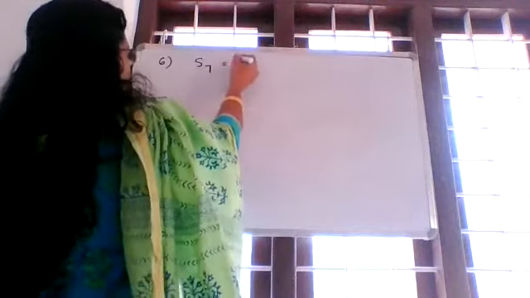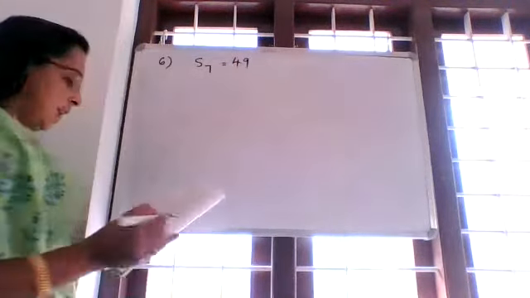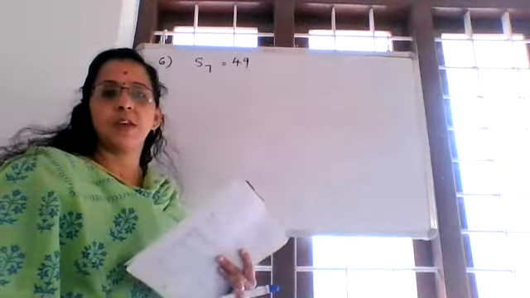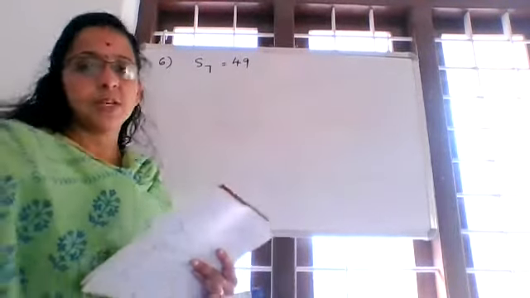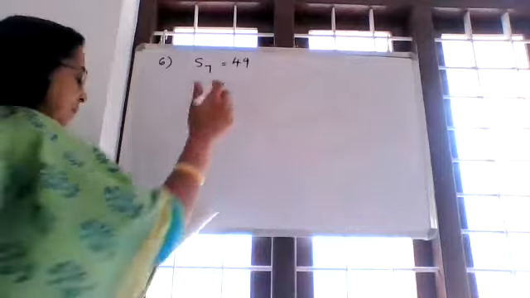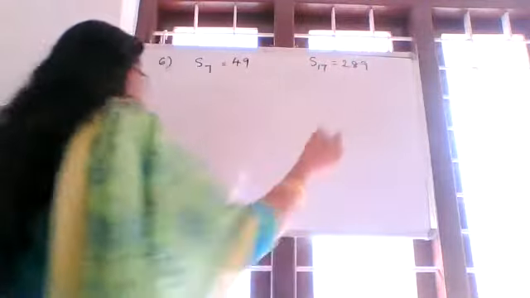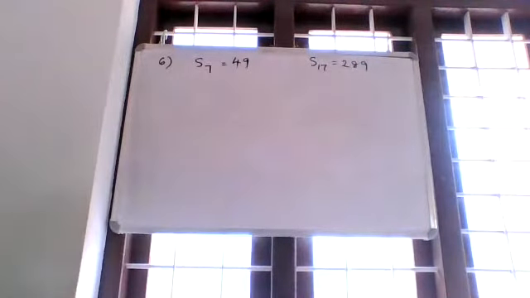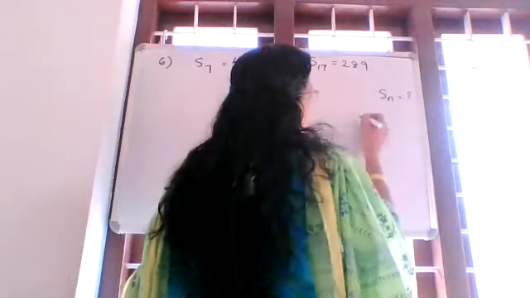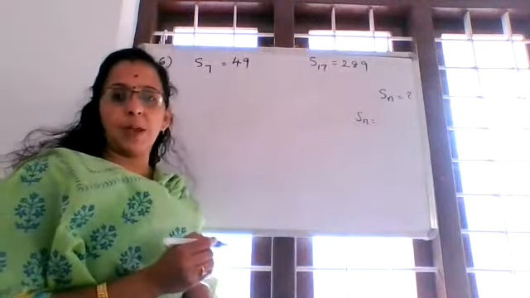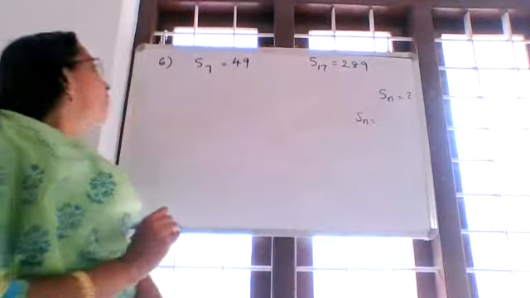The sum of first 17 terms, how can we represent that? S17 is equal to 289. Find the sum of first n terms, so Sn is what we want to find out. Sn has two formulas: n by 2 into first term plus last term, or n by 2 into 2a plus n minus 1 into d.